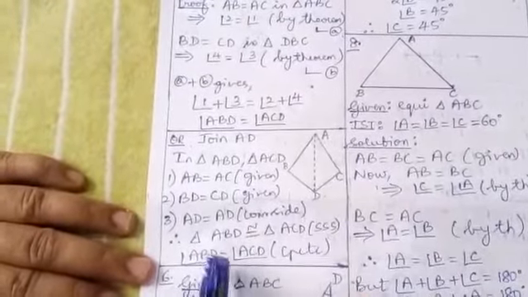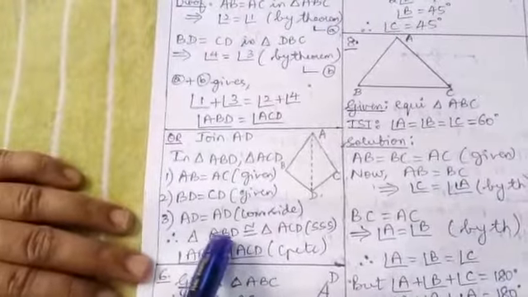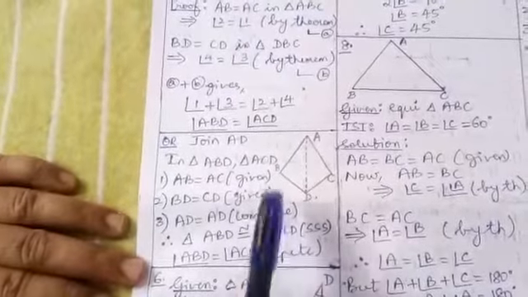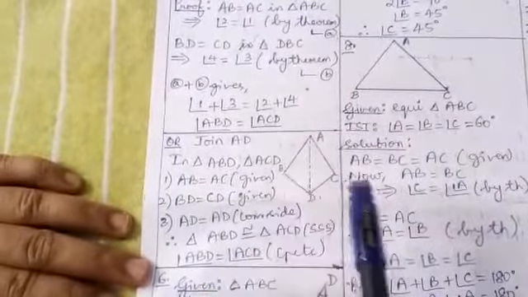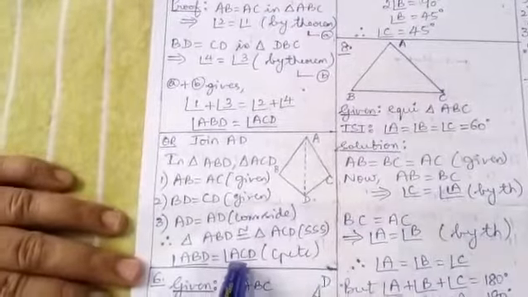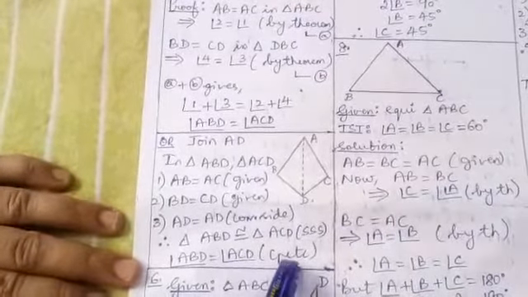That's what we need. That's what we have to prove. Angle B of the first triangle equals angle C of the second triangle. So which means angle ABD equals angle ACD. And that's what we had to prove. Reason, CPCTC.